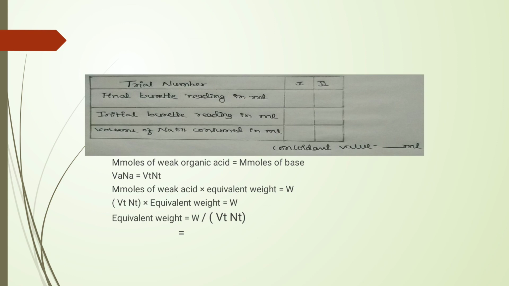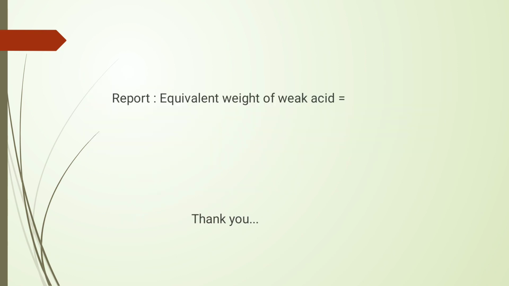W is the weight of the weak acid taken. Vt is the volume of titrant recorded in the above titration process. Nt is the normality of titrant from the standardization of NaOH. These values are put into this equation. Then we get the equivalent weight. The final step of this experiment is the result. The report.